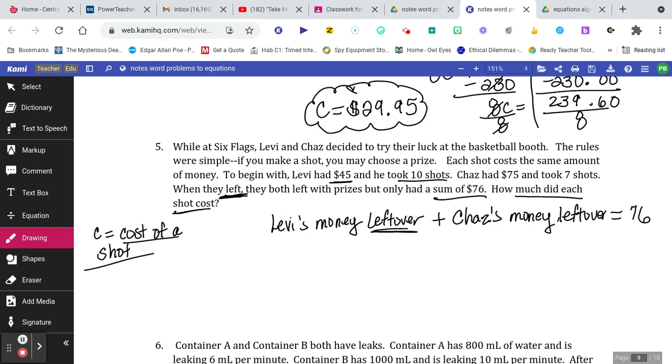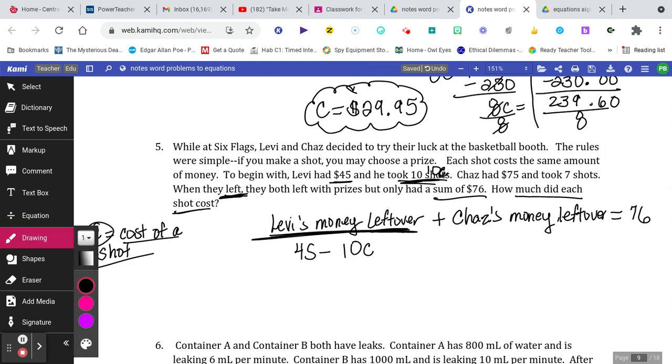All right, cost of a shot. So let's talk about Levi's money left over. Well, how much would he have left over if he started with 45? He started with 45 minus, then he spent some money. Well, how much did he spend? Well, he spent C dollars 10 times. So I'm going to put 10C. So it's 45 minus 10C. Okay, I hope that makes sense. If it doesn't, pause the video and let me know.